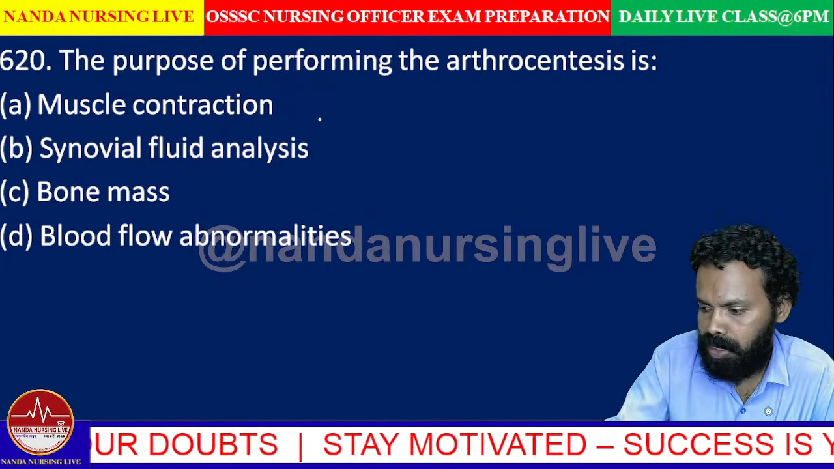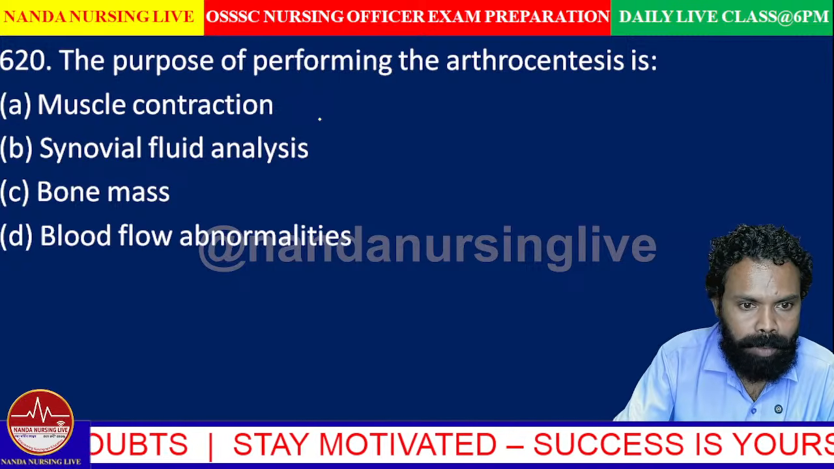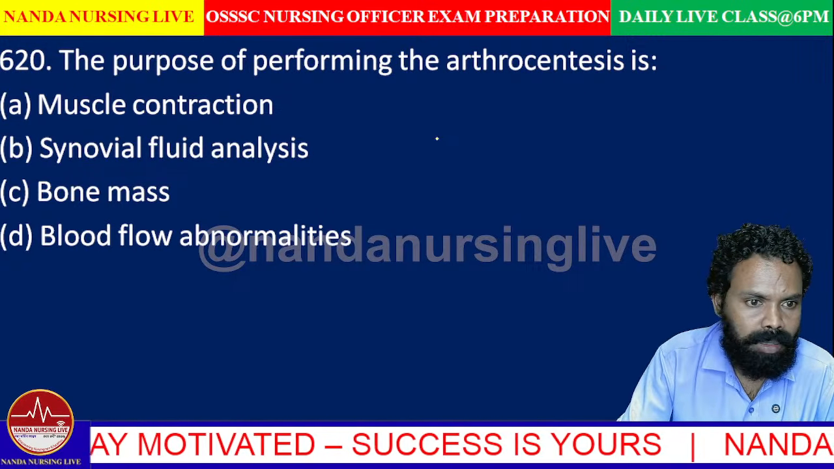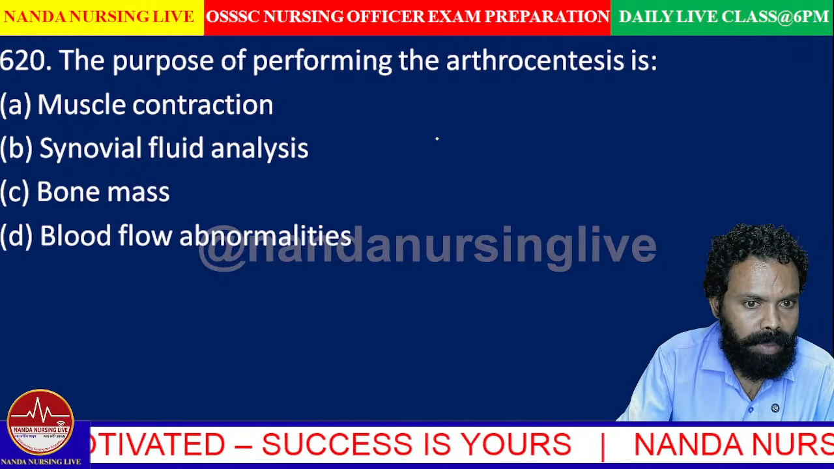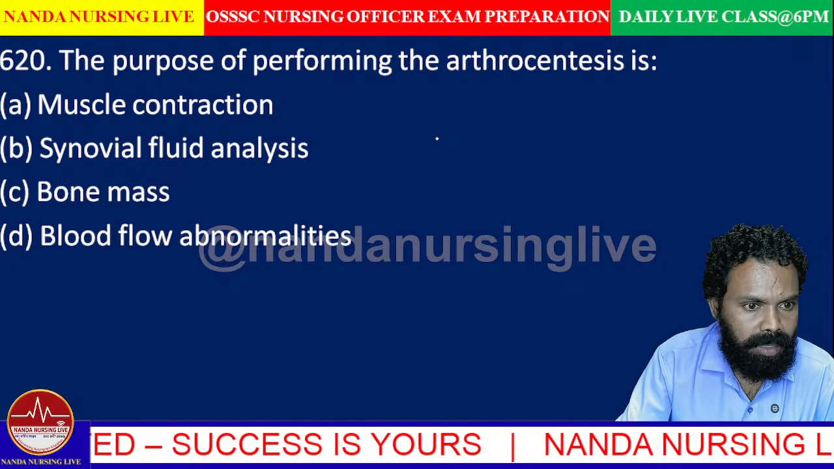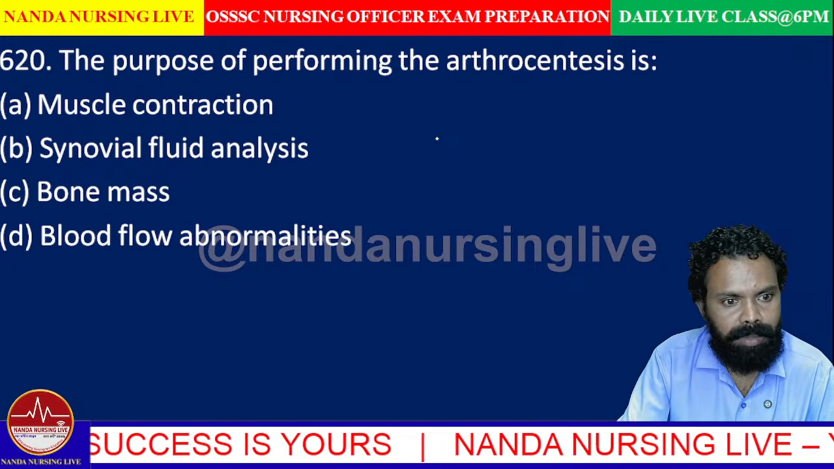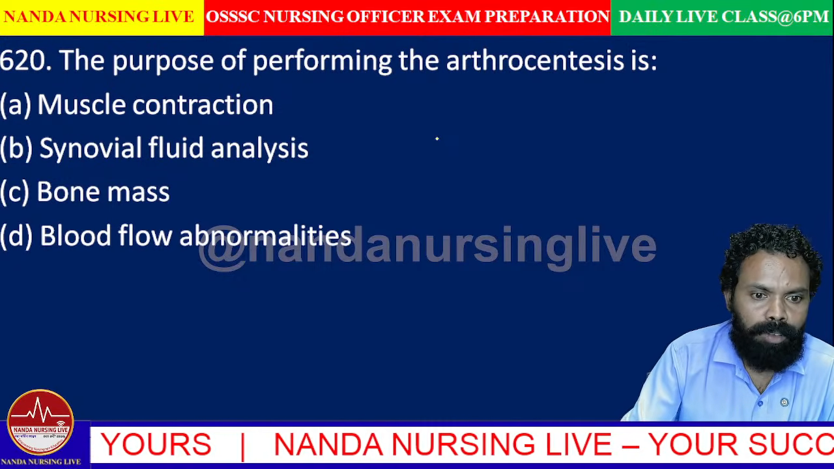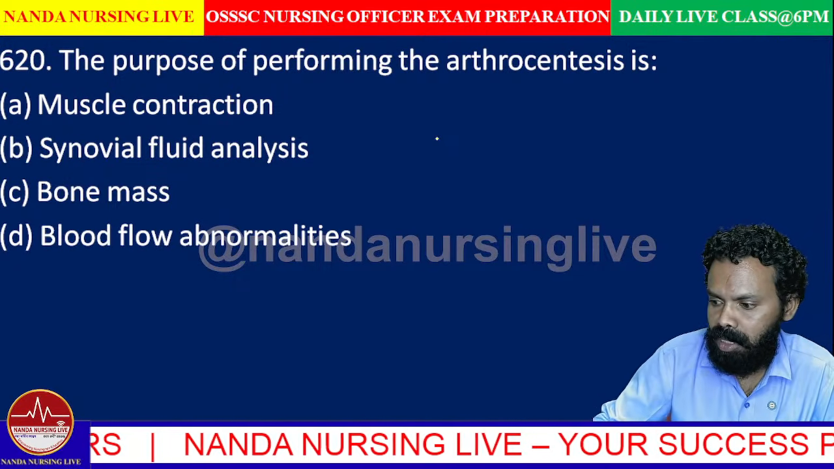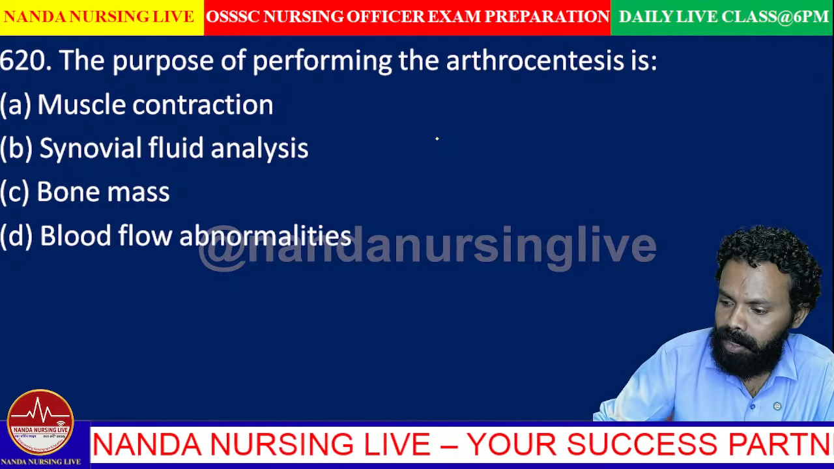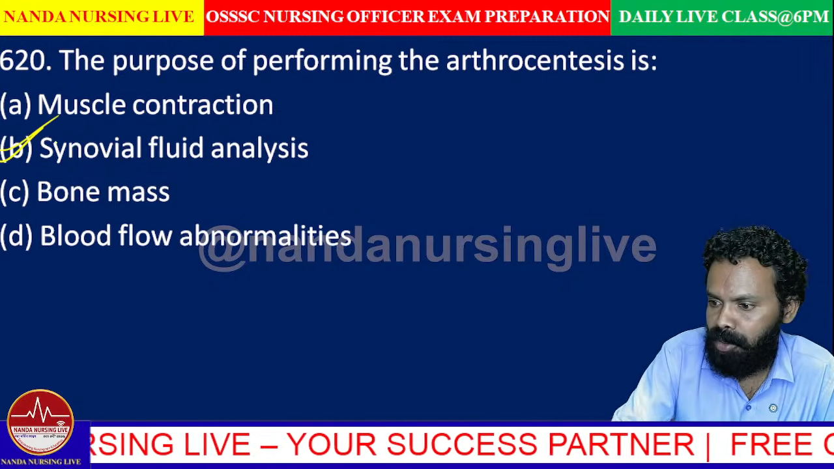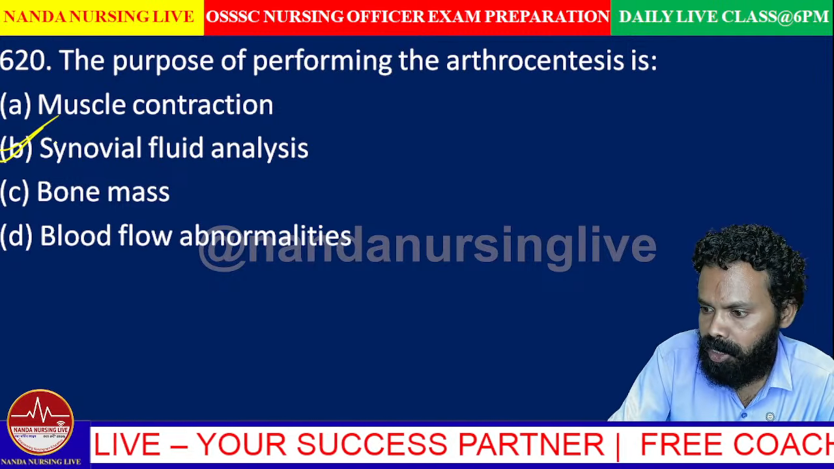Next question number 620. The purpose of performing arthrocentesis is: option A muscle contraction, option B synovial fluid analysis, option C bone mass, option D blood flow abnormality. So which option is the correct answer? Quickly answer, which option is the correct answer? The correct answer is option B, synovial fluid analysis.